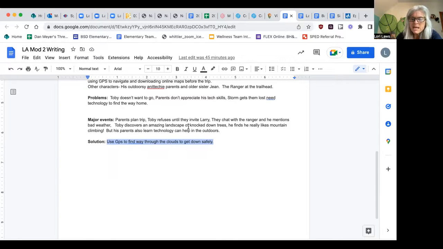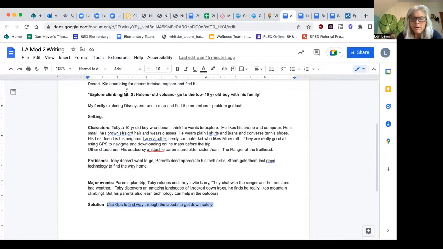Toby discovers an amazing landscape of knocked down trees on Mount St. Helens, where that's the discovering a new land. He finds he really likes mountain climbing, but his parents also learn that technology can help in the outdoors because they end up using the GPS to find their way through the clouds and get down safely. So this has got all the planning I needed.